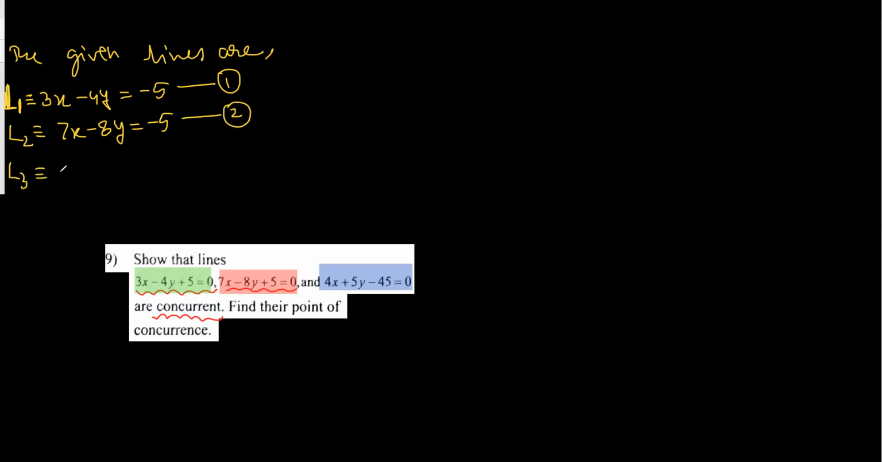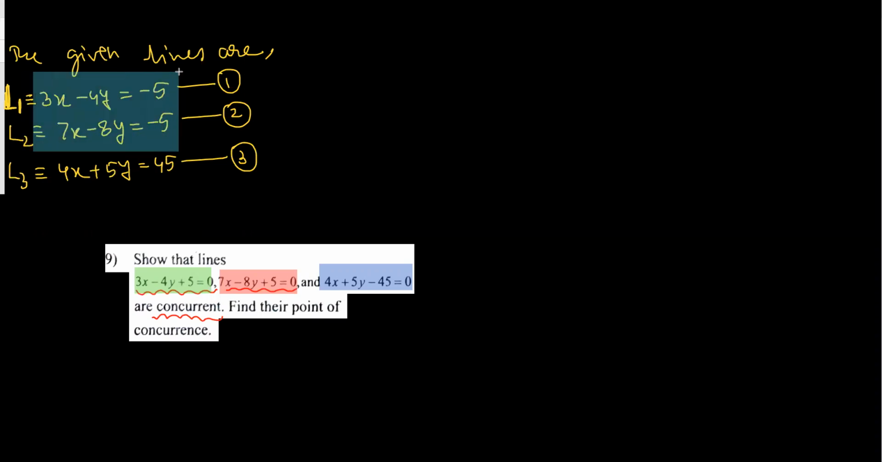And L3 is 4x plus 5y equals 45. Third equation. Okay, see students, what I will do: I will solve these two equations, L1 and L2, simultaneously. Why? If I solve these two equations simultaneously, I will get the point of intersection of L1 and L2. Okay, let me do that much first.